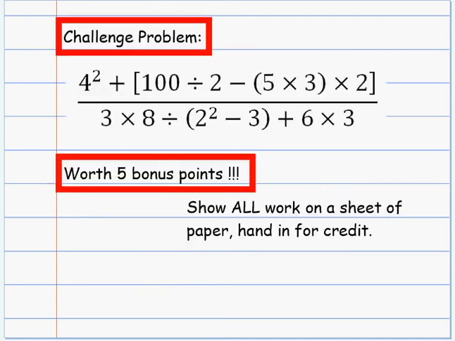Okay, hopefully you're still with me and you see this challenge problem. It is worth 5 bonus points. Copy this down on a sheet of paper. It can be a scratch sheet of paper. Make sure your name's on it and hand it in for credit. Follow the order of operations, and I'll be interested to see what you end up with.